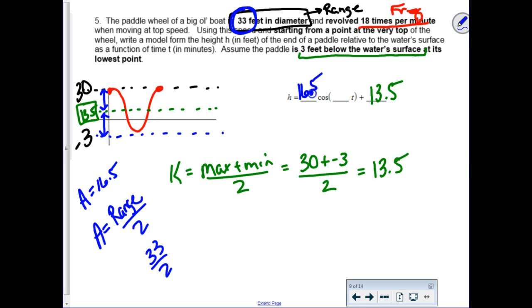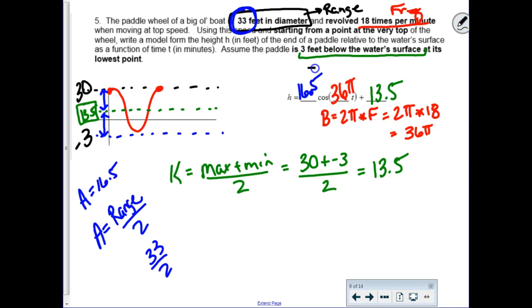Alright, we are almost home free. The B value is the last thing we have to find, and since we have frequency, let's use the 2 pi times the frequency formula. So 2 pi times 18 is 36 pi. So throw that in the formula and walk away.